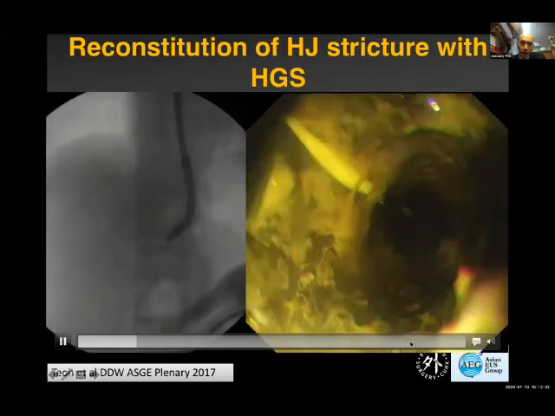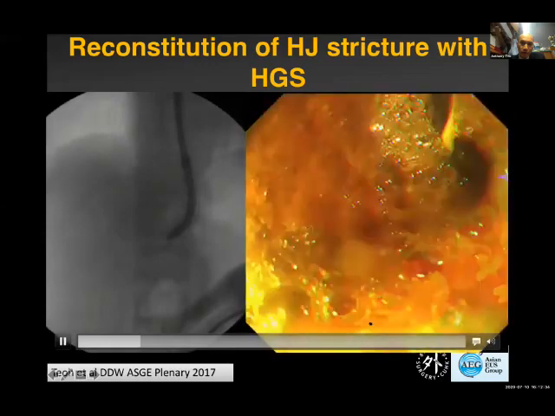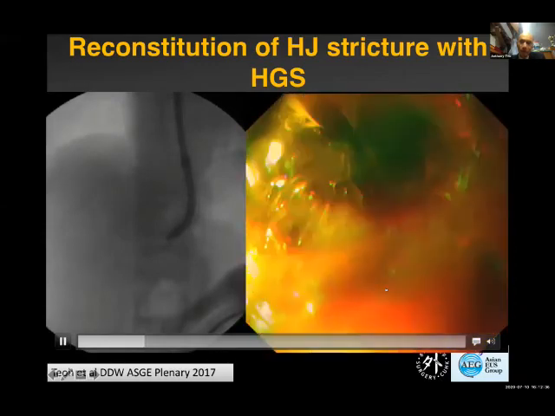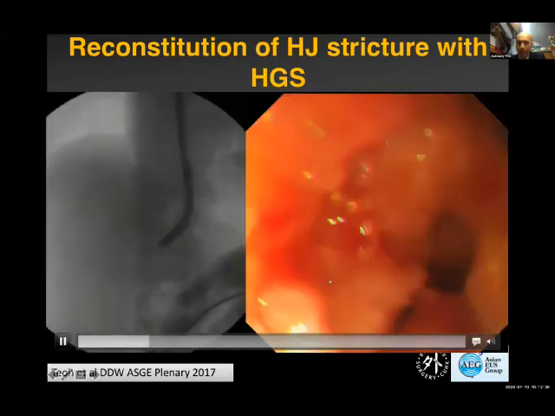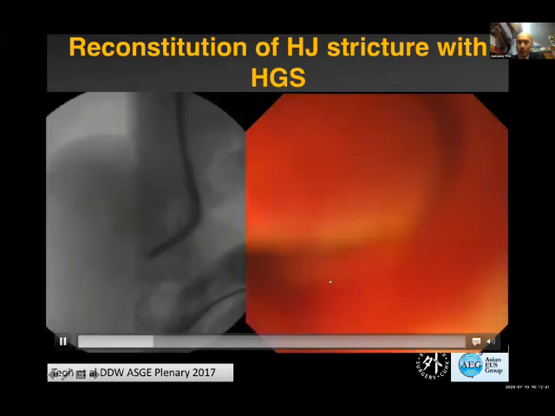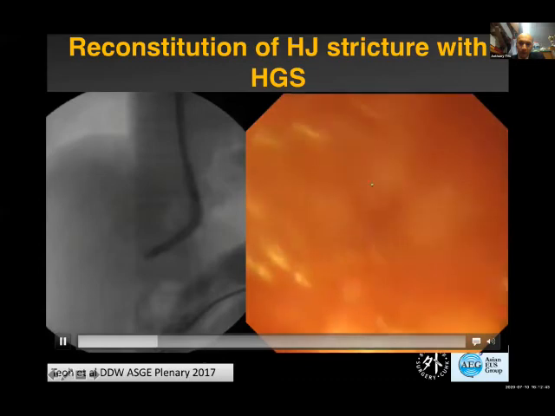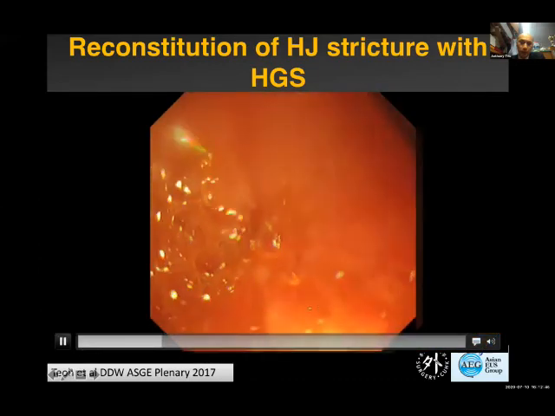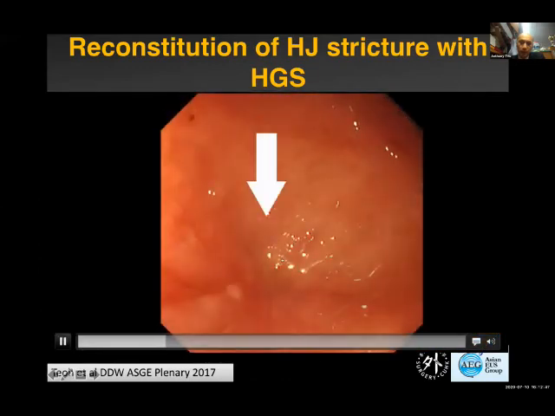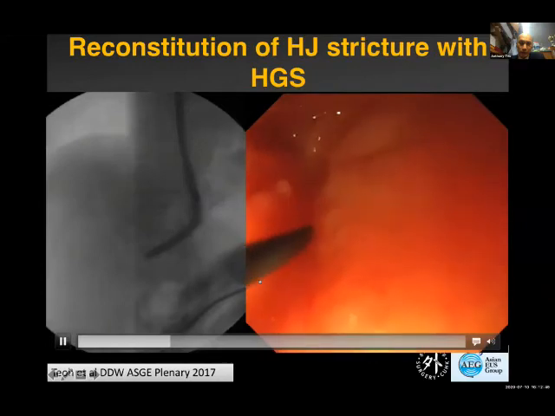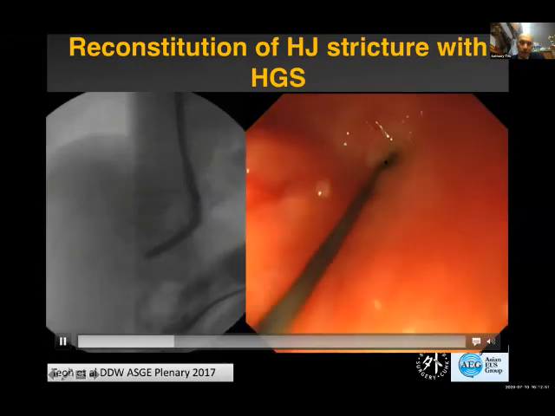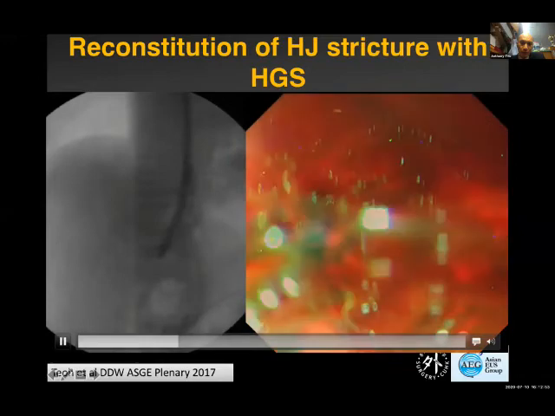So I used an ultra-thin nasal endoscope to go inside the bile duct. Once I was inside the bile duct, I tried to look for the anastomosis, which you can see is actually completely stenosed. So I tried to insert a guide wire, but it wouldn't go in.